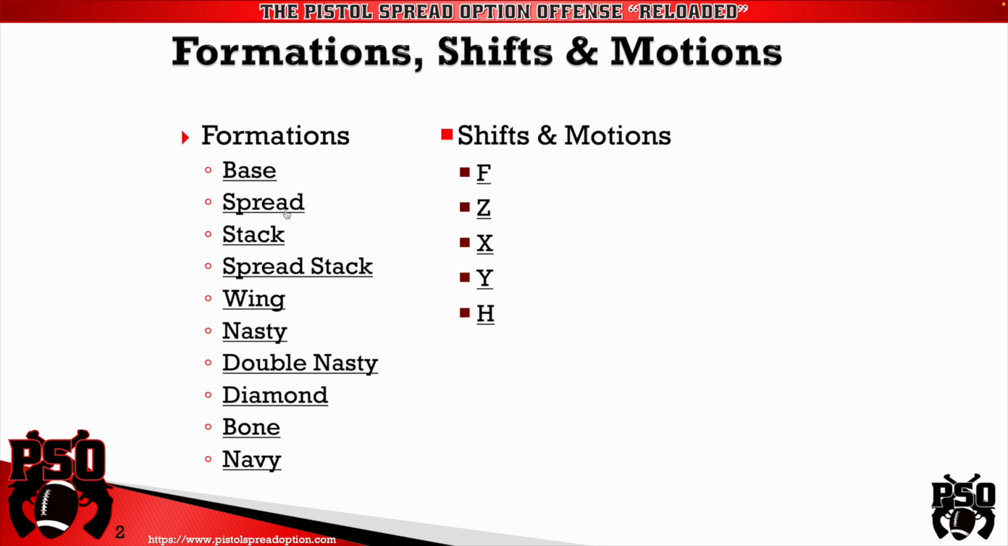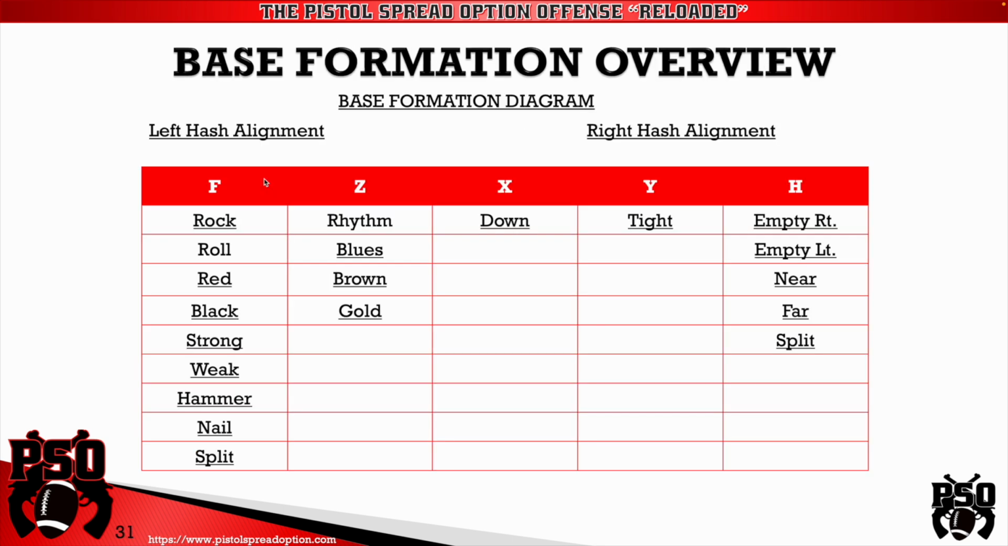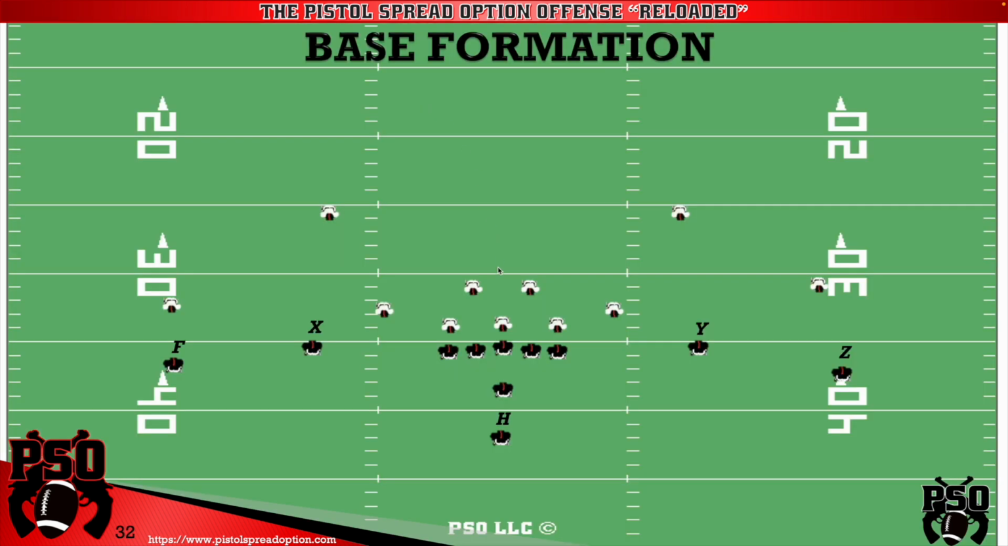spread formation. Again, we will get into some of these shifts and motions as we go through spread, but I wanted to go through our basic spread formation. Before I do that, I want to explain the base formation one more time very quickly. Our base formation is a 2x2 formation, two receivers to the left, two receivers to the right. Our X and our Y are always on the line of scrimmage, and our F and Z are always off the line of scrimmage. So that's our base formation. This is what we use most of the time.